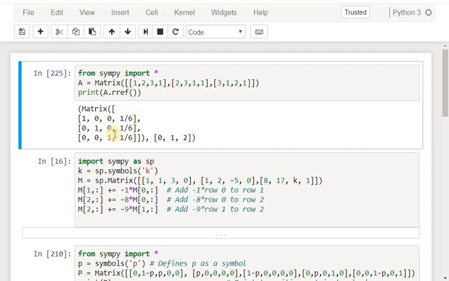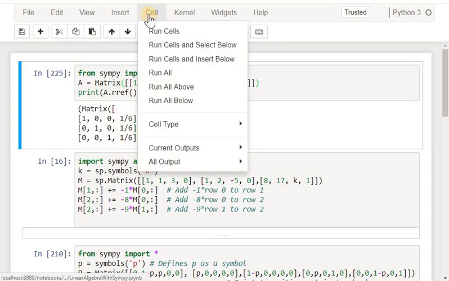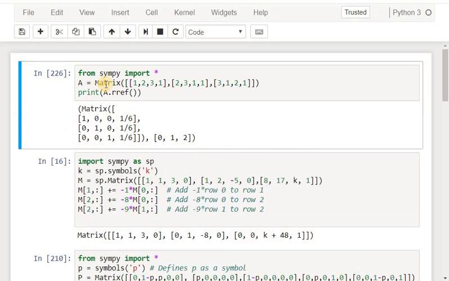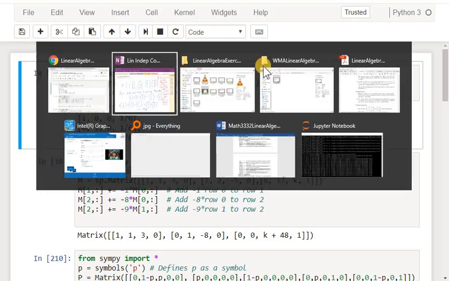You can ignore this other code down here. It's just this code that we're talking about. And just to show you that this is actually the output, I'm going to go ahead and run this again. And you'll see that this is the matrix that I get, 1, 0, 0, 1, 6. So let's go ahead and copy it and interpret.